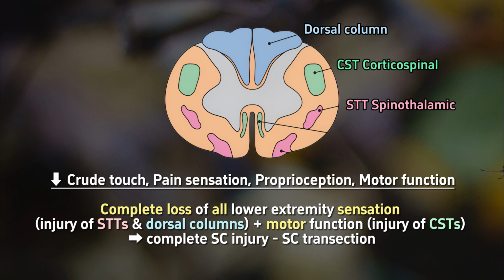Decreased crude touch, pain sensation, proprioception, and motor function: complete loss of all lower extremity sensation due to injury of the spinothalamic tracts and dorsal columns, and motor function due to injury of the corticospinal tracts, as can occur in spinal cord transection.